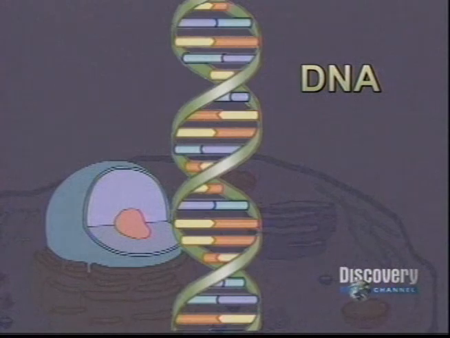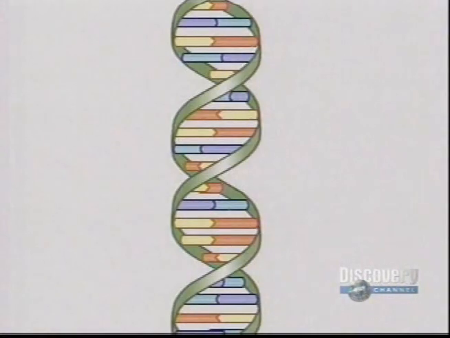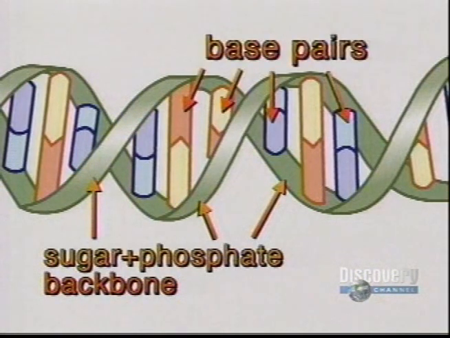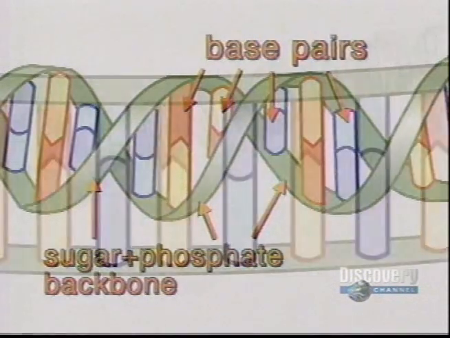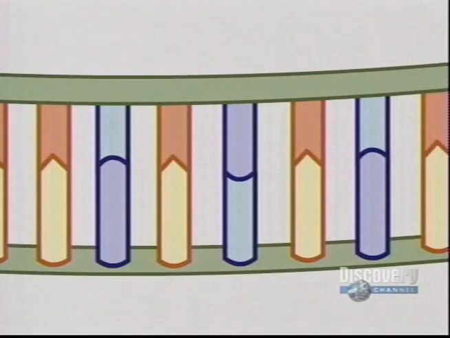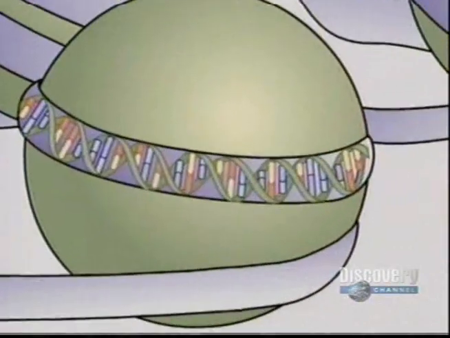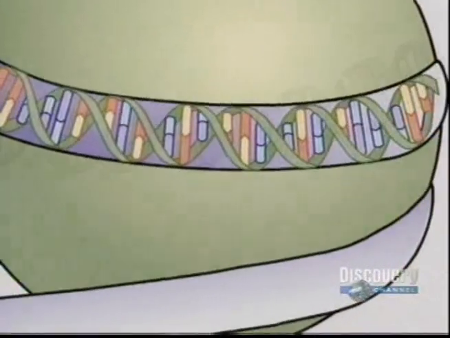A DNA molecule has two long strands of sugar and phosphates that form a double helix, or spiral structure. These strands act as a kind of backbone for the molecule. They are bound together by pairs of bases that resemble the rungs of a ladder. A sugar, a phosphate, and a base together make up a molecule called a nucleotide. A strand of DNA can be thought of as a series of stacked nucleotides.